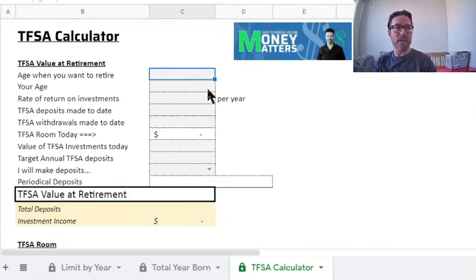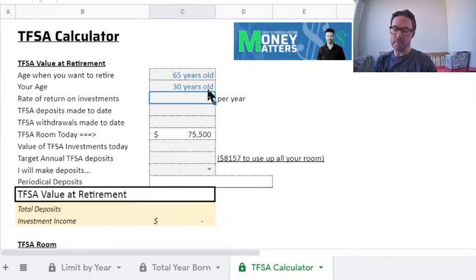The first input is age when you want to retire, so say it's 65. Second input is your age today, so let's say you're 30 today. Rate of return on investments, let's put 7%, which is attainable if you have a good mix of bonds and stocks. On that topic, check my lazy portfolio. It talks to you about how to mix between bonds and stocks using ETFs and very little maintenance. It's more like a passive investment strategy. So take a look at that, the lazy portfolio strategy video.